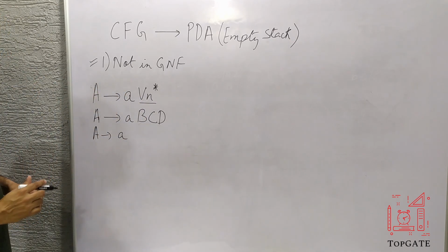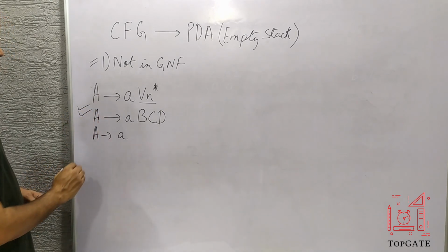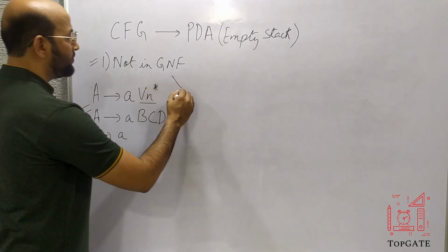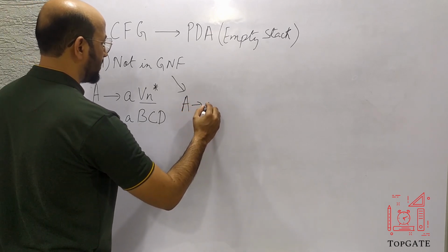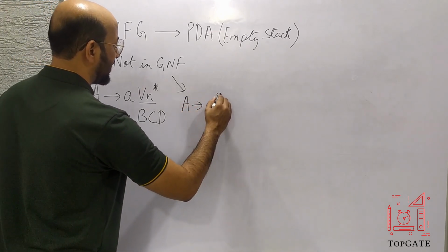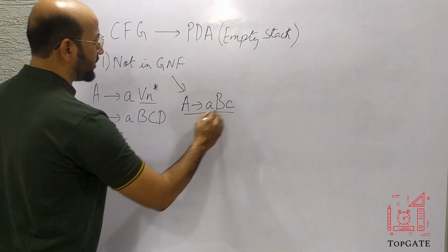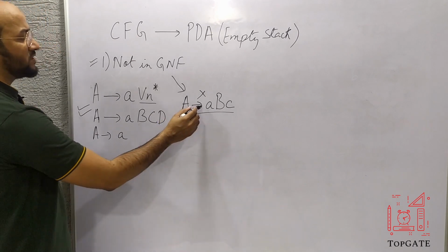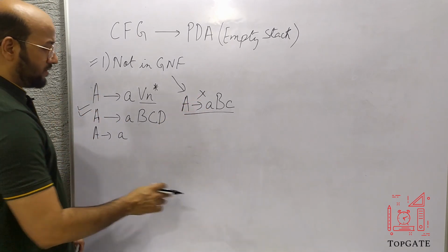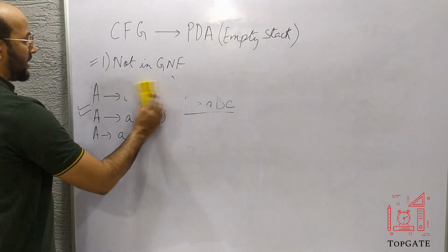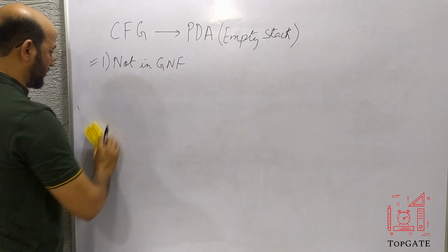Okay, and anything which is not in GNF, so this is in GNF, anything which is not in GNF will be like we have A tends to say small a, capital B, small c. Okay, so this is actually not in GNF. So we'll discuss these kind of grammars first and then we'll come to this one. Okay, so let's start doing this, the first one, that is a grammar which is not in GNF.